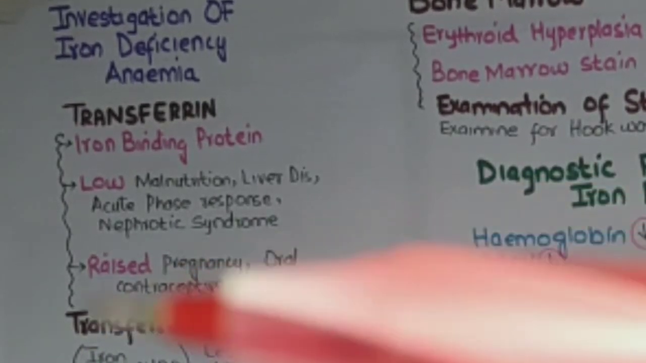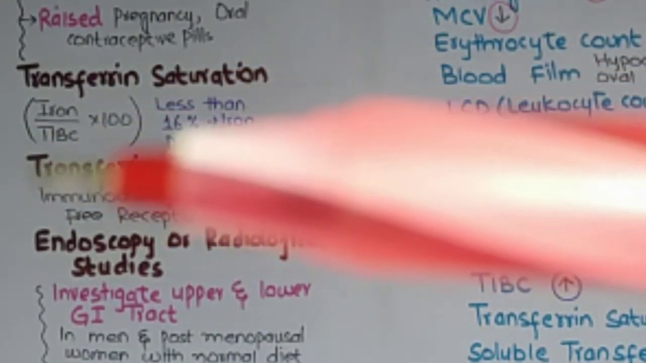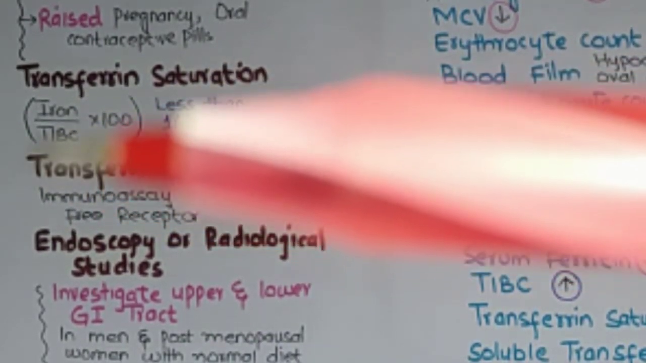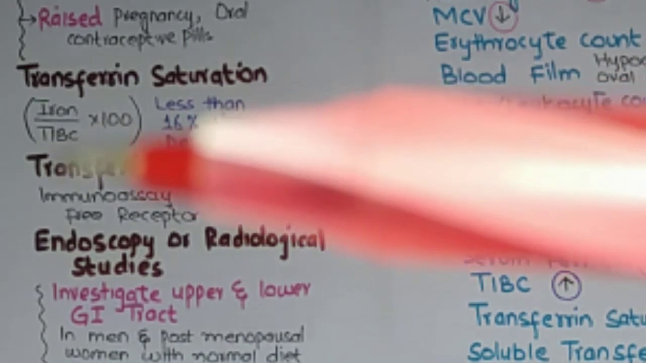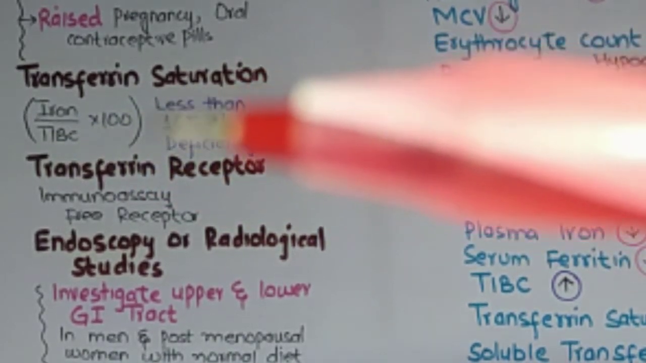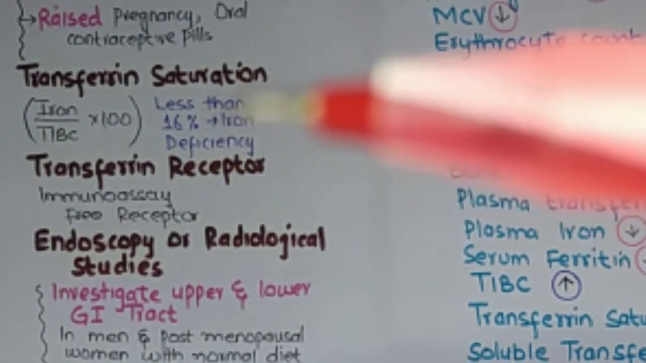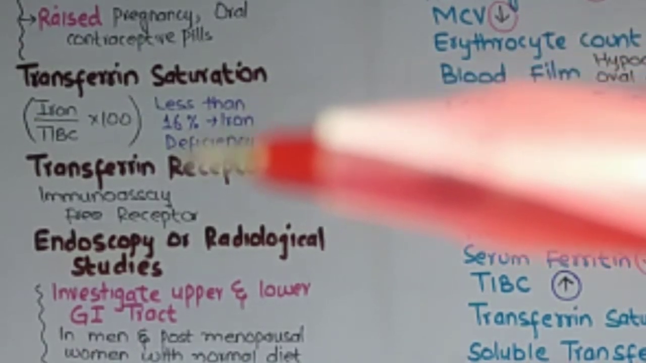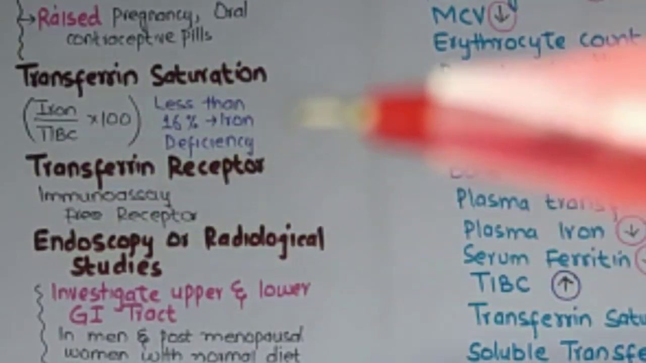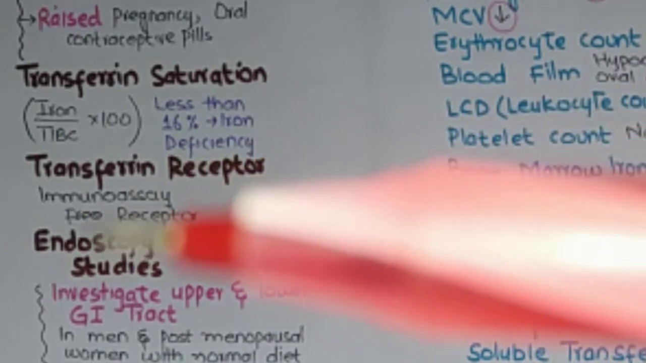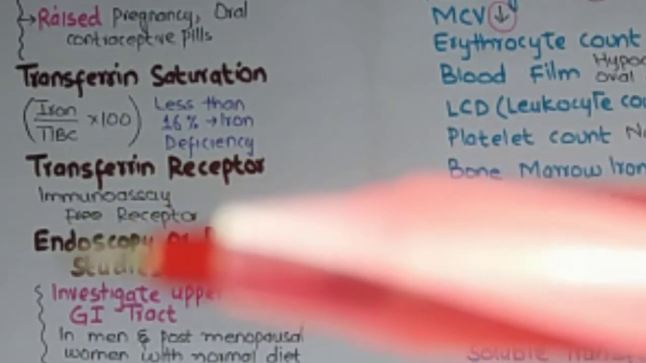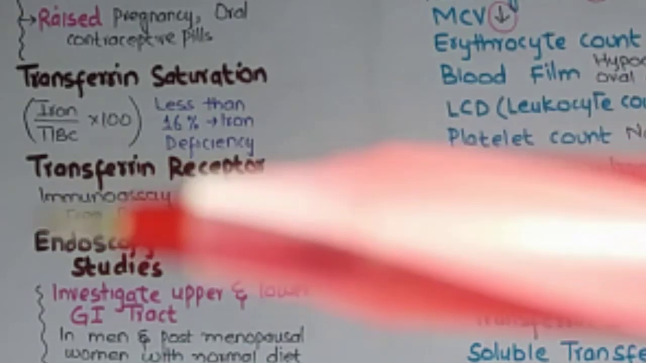Next, we will measure the transferrin saturation. What is transferrin saturation? It is the ratio of the iron to the total iron binding capacity multiplied by 100. And it is less than 16% in iron deficiency anemia. Next, we will measure the transferrin receptors. Free receptors will be present in such a condition, and we will use an immunoassay technique.